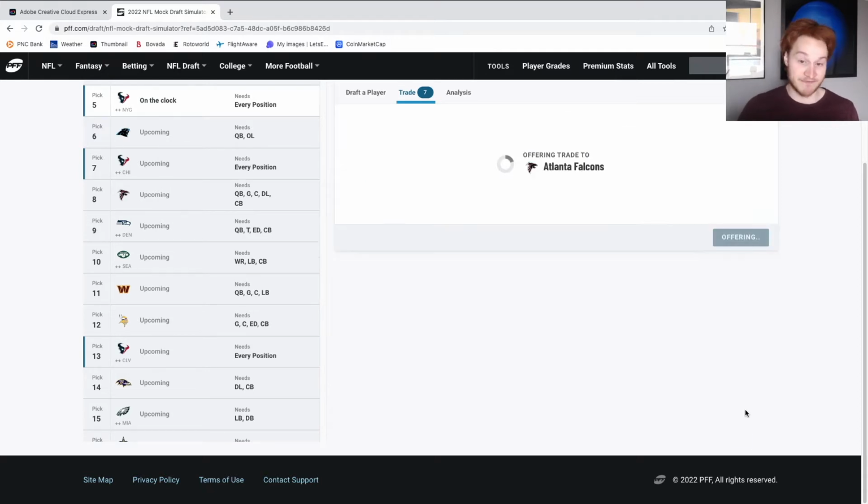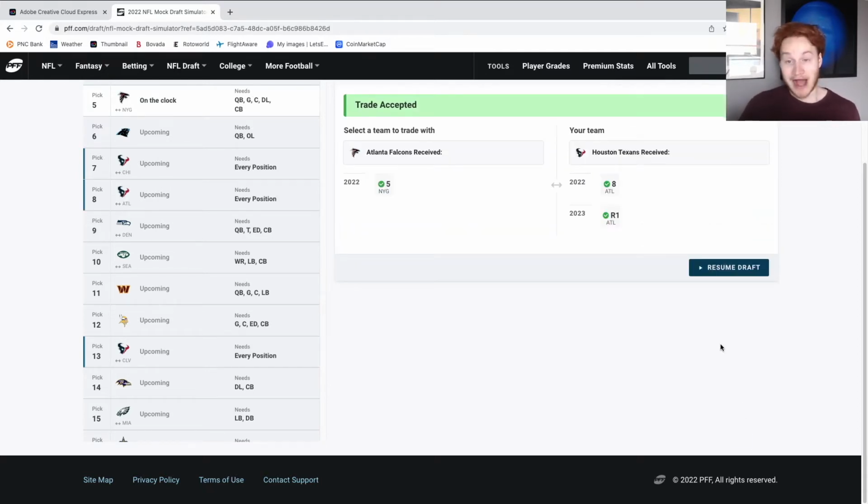But I'm going to go ahead. If they accept this, wow. I'm not rigging it, guys. They just randomly accepted it. It said 30% chance. So we get our first 2023 first rounder. That's a valuable first round pick from Atlanta.